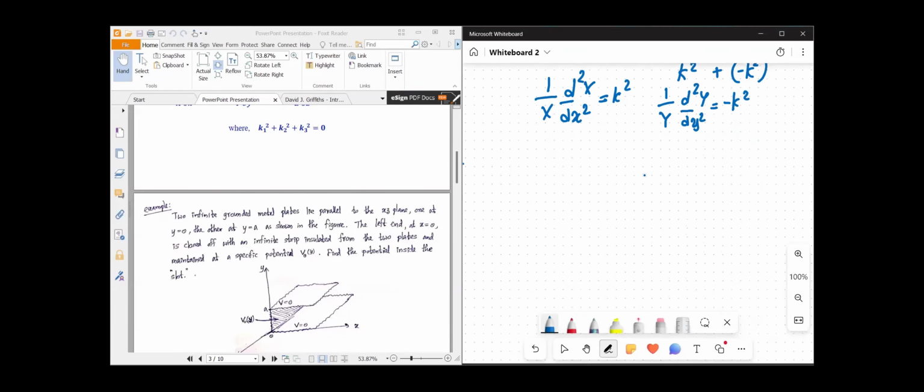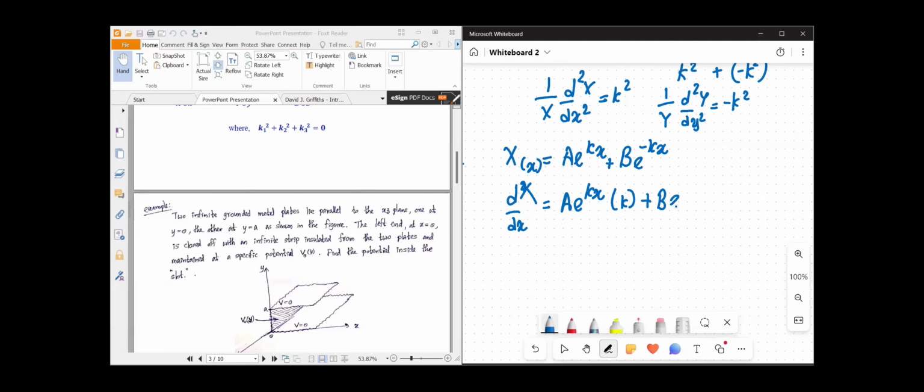Okay, so for an ordinary differential equation like this, the solution is going to be in the form of X of x is equal to a e to the power kx plus b e to the power minus kx. We can verify this result. I'm going to consider dX over dx. Once we differentiate this once, we have a, a constant, e to the power kx times k, plus b e to the power minus kx times minus k.